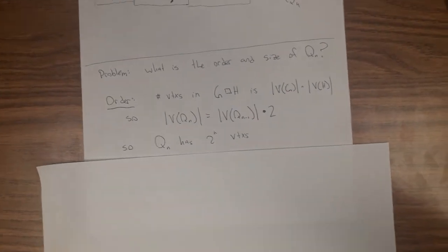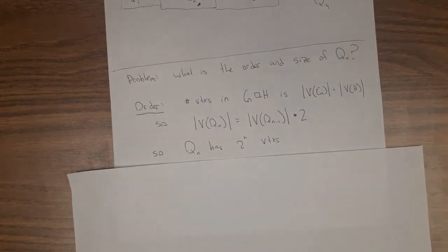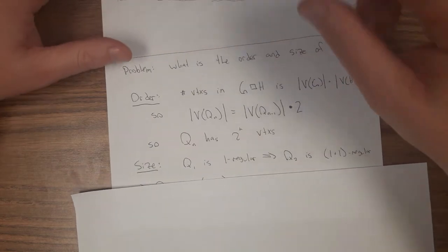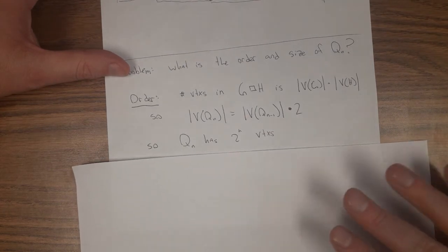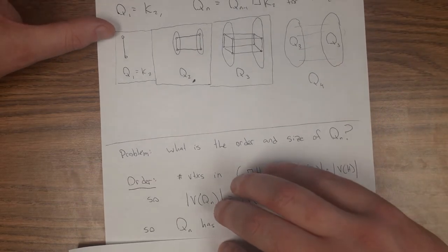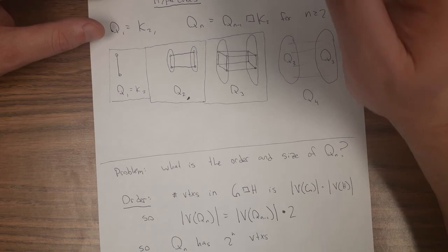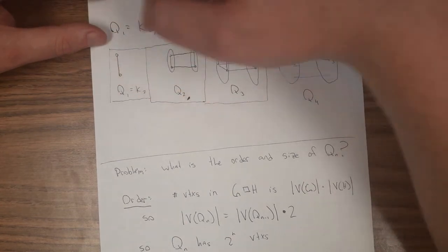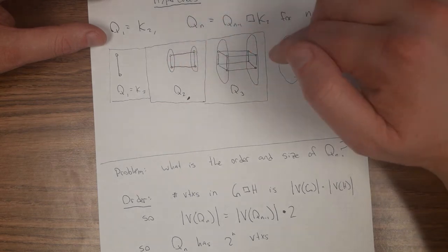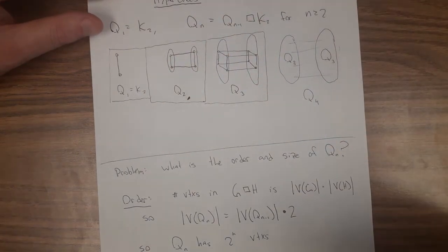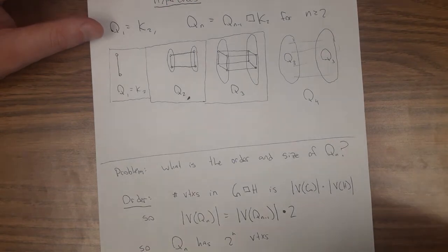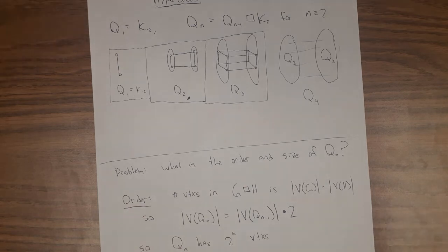Okay, so let's talk about the size of these hypercubes. Here's how we're going to attack the size. Whoops, I have some stuff already written I don't want you to see yet. But here's how we're going to deal with the size. If you notice, these are regular graphs. This is 1 regular, each vertex has degree 1. This is 2 regular, each vertex has degree 2. This one's 3 regular, and so on. So it's easy to guess that Q sub n is just going to be n regular. And then we'll use that to tell us the number of edges.